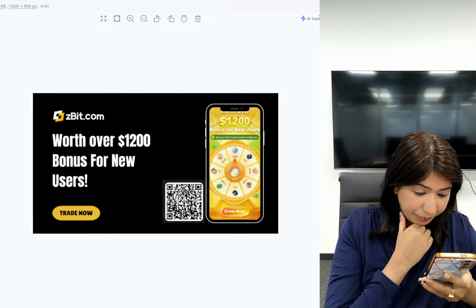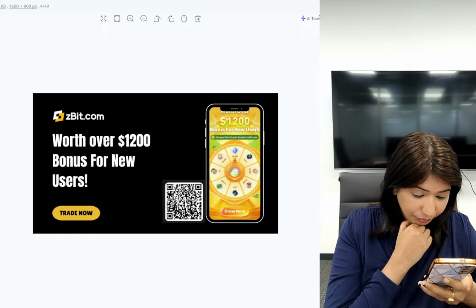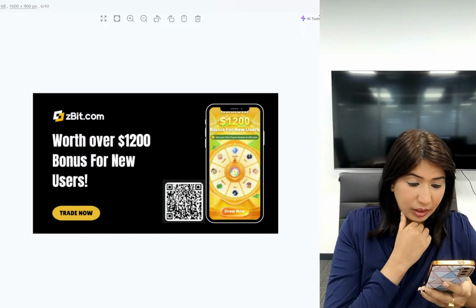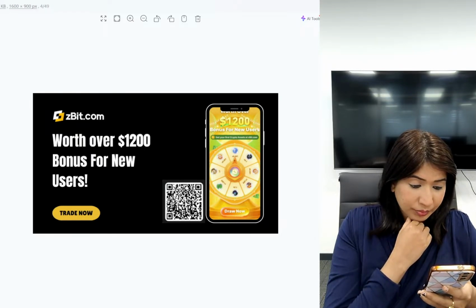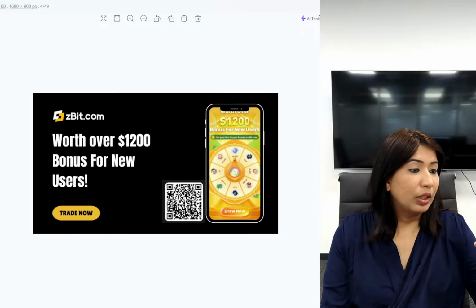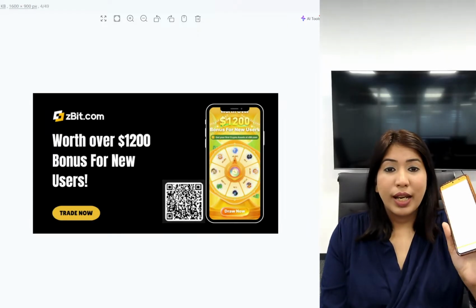Let me see if this one has any expiry. I don't see any kind of expiry here. It doesn't say any expiry though. So all you have to do is KYC, register yourself and enter into the draw.